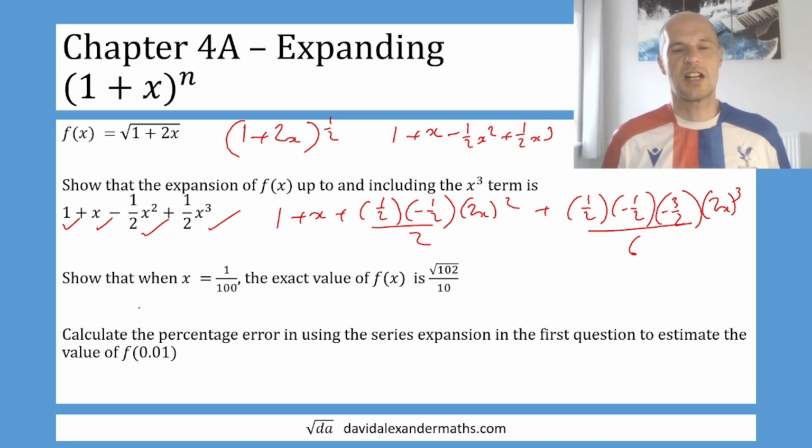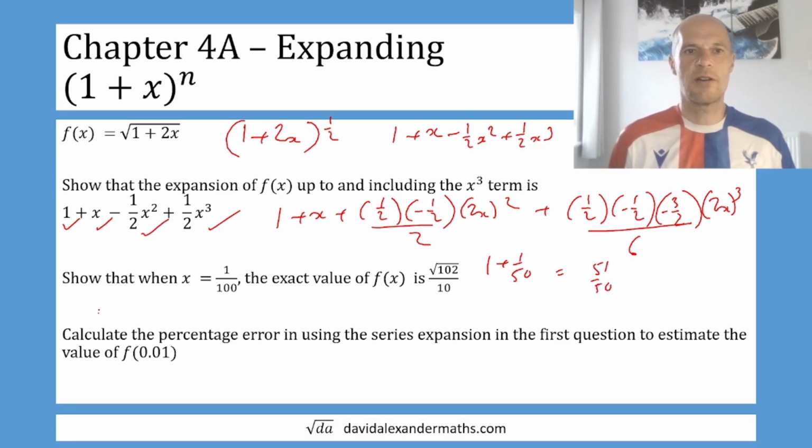Okay, so this is a slight random question here, but we need this for the final part. When x is 100th, so 0.01, we'll show that the exact value of f of x is root 102 over 10. So 1 plus, 2 times 100th is 2 hundredths, or 1 over 50, and 1 plus 1 over 50 is 51 over 50.